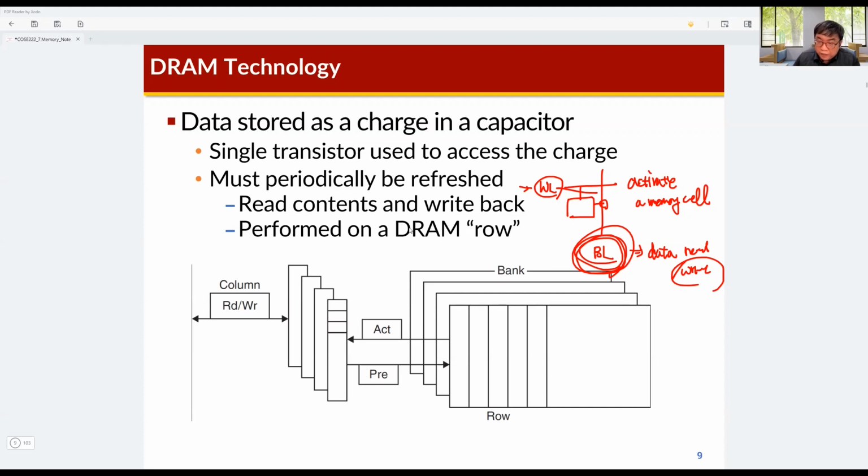And then actually the different memory technology. So this is the typical memory structure. And then different memory technology means that the technology used for this memory cell is different. Okay, so how about the DRAM?